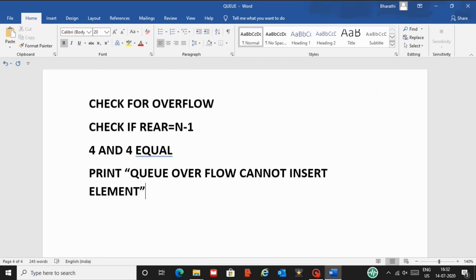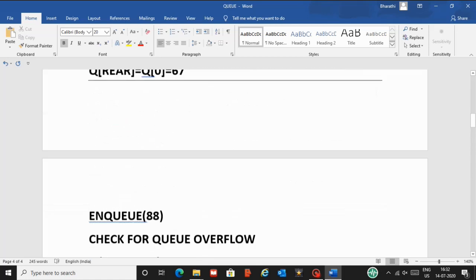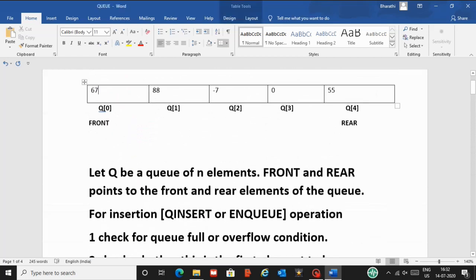Getting it? Hopefully you've understood the procedure, because if you understand the procedure, then you will understand the algorithm very easily. So this is the queue when I have inserted all the elements: 67, 88, minus 7, 0 and 55 are the elements in the queue, and there are totally 5 elements. So 0 to n minus 1 it is stored.